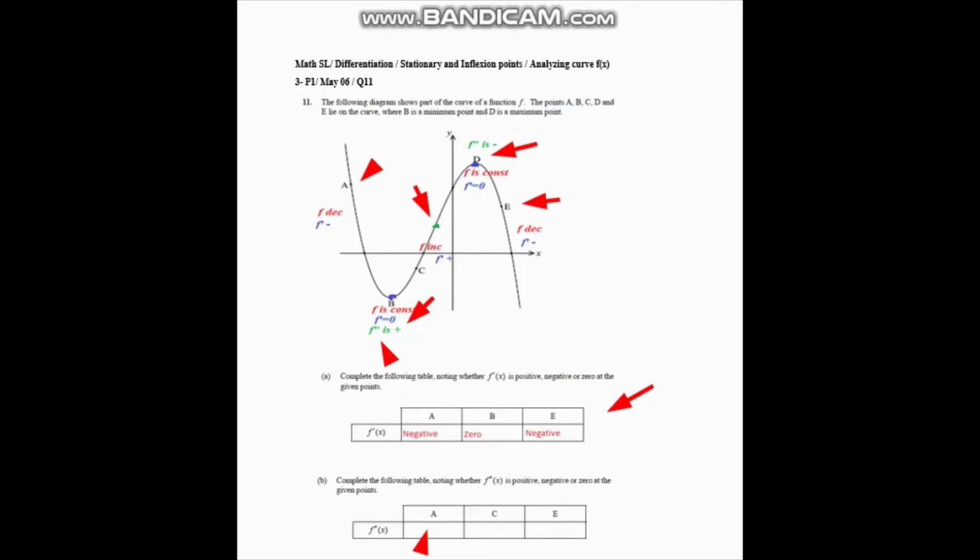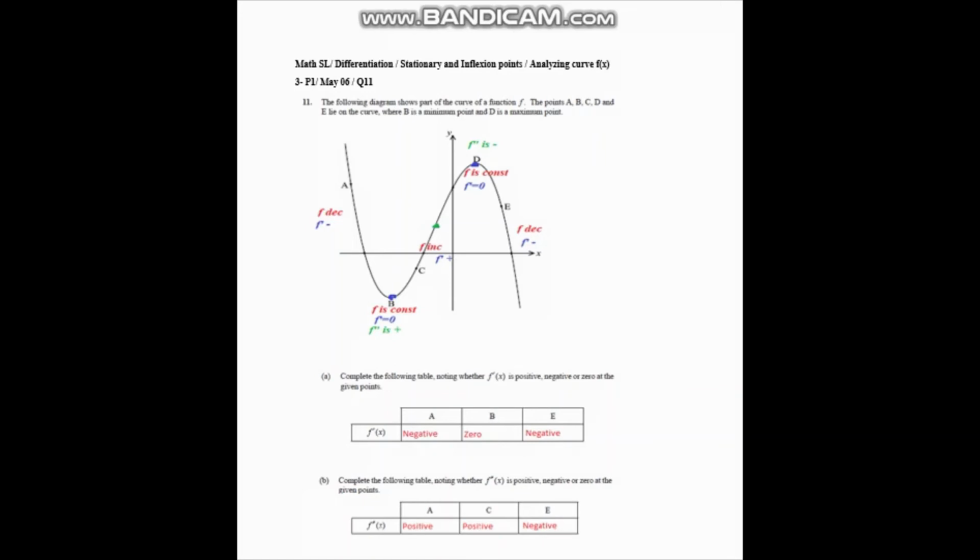F double dash is negative. This is the region where the curve is concave down. Hence A and C belong to positive f double dash region, whereas E belongs to the region where f double dash is negative. This concludes our answer to question number 3.